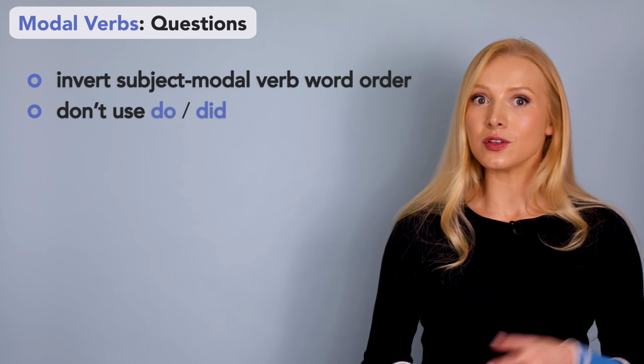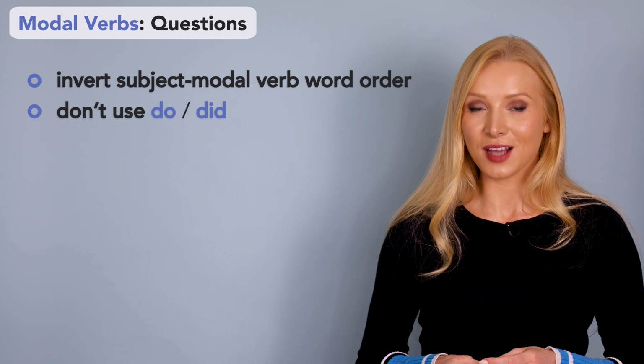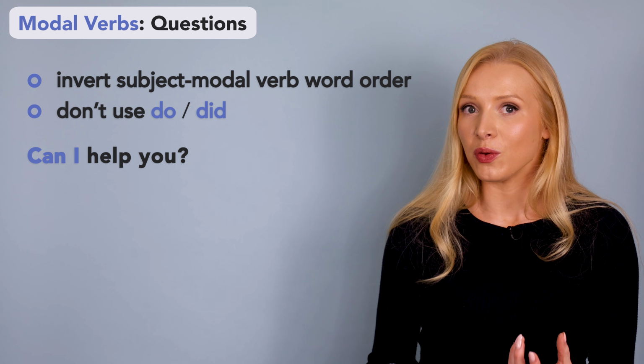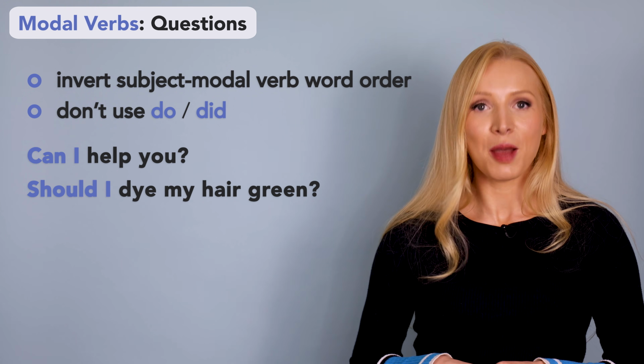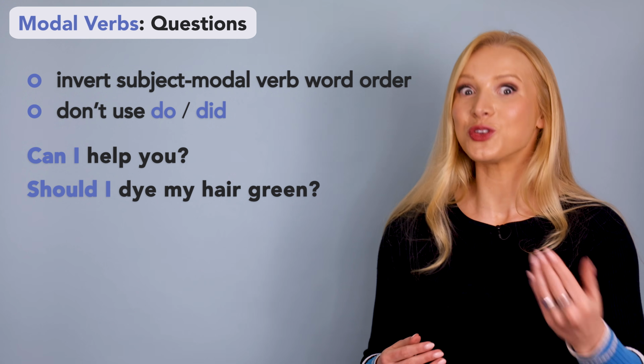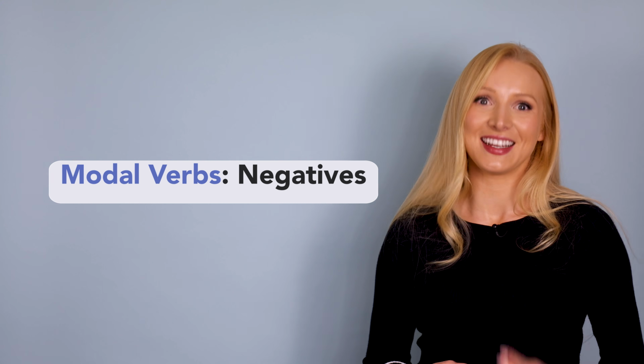We form questions by inverting the subject modal verb word order. We don't use do or did. For example, can I help you? Or should I dye my hair green? I bet you're thinking, no, you shouldn't, which brings me to negative forms.